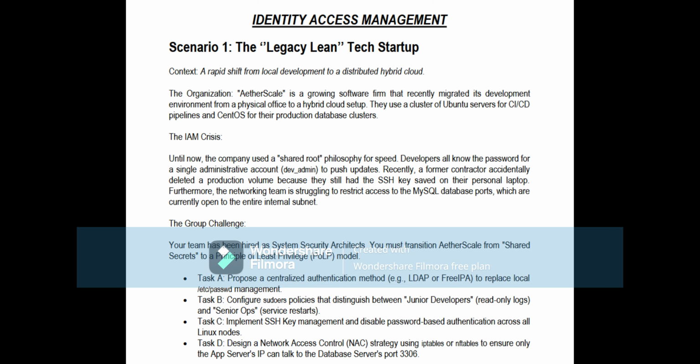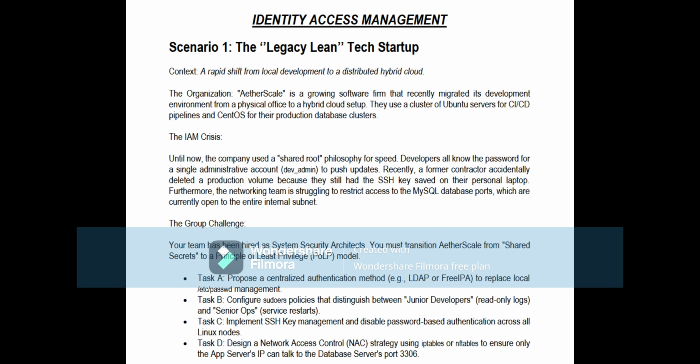It also gives four concrete technical tasks to implement for the principle of least privilege: centralized authentication, sudo policies, SSH keys with no passwords, and network access control. Those are the four scenarios we are going to implement here. The tool that we're going to use is LDAP. We could also use FreeIPA, but in this case we actually use LDAP.